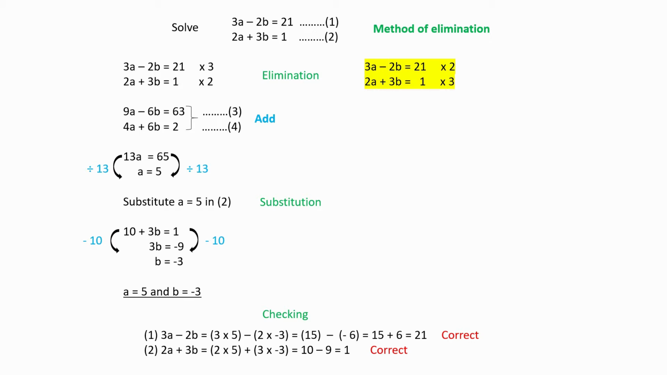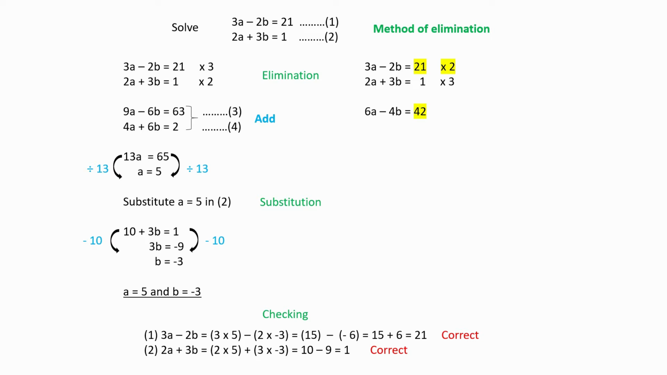Alternatively, you could have approached the problem by multiplying equation 1 by 2 and equation 2 by 3. 3a times 2 is 6a. Negative 2b times 2 is negative 4b. And 21 times 2 is 42.